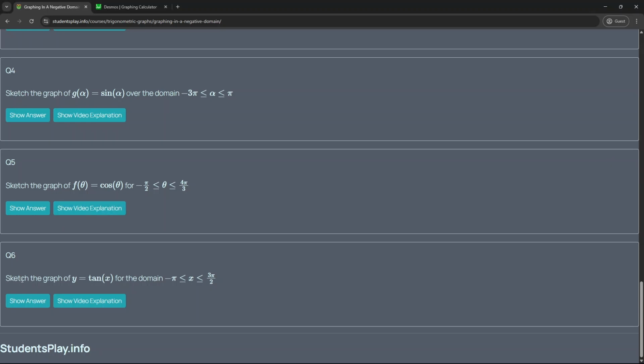Question 6. Sketch the graph of y equals tan x for the domain negative pi less than or equal to x less than or equal to 3 pi on 2. We're back to normal things. Y equals tan, and we're using an x. So there's definitely nothing to be scared about here. Again, this domain just means we need to sketch between negative pi and 3 pi on 2.